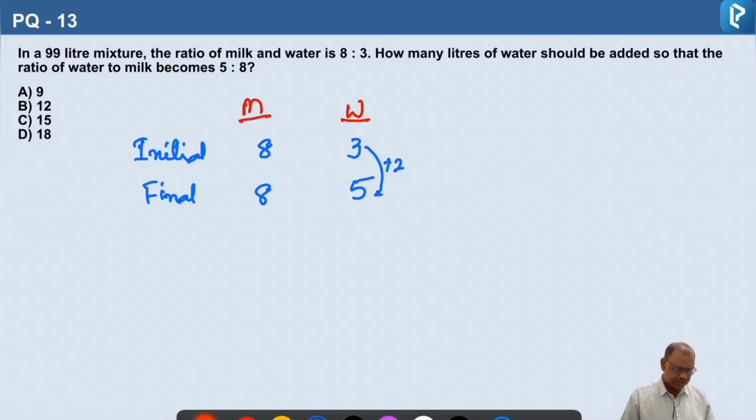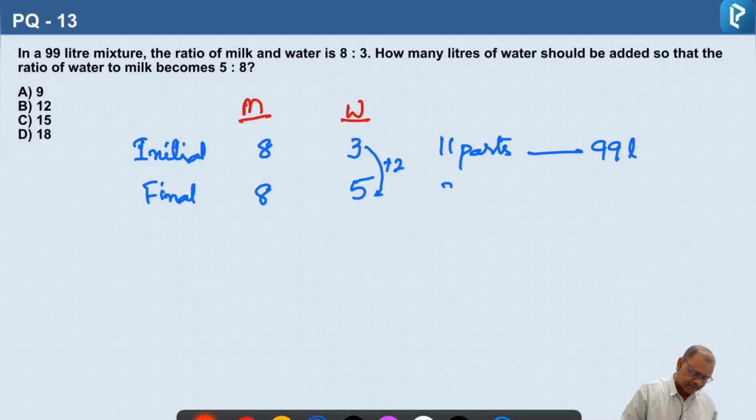So initially total there are 11 parts. 8 plus 3, 11 parts. So 11 parts is the mixture. So 11 parts is equivalent to 99 liters according to the question. 2 parts of water is added.